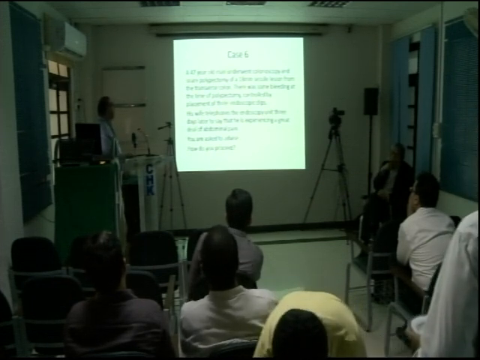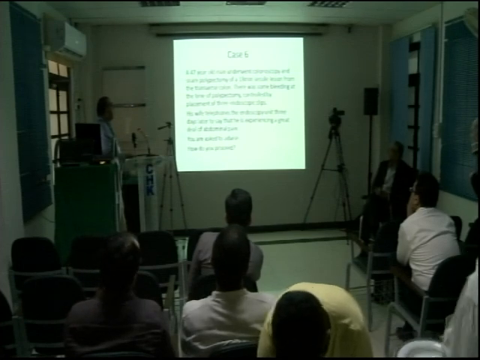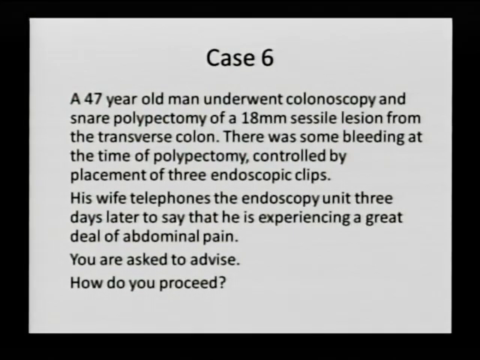There was some bleeding at the time of polypectomy, controlled by placement of 3 endoscopic clips, which is fair enough. His wife telephoned the endoscopy unit 3 days later to say that he is experiencing a great deal of abdominal pain. You are asked to advise. How do you proceed? He phoned from home, what will you do?